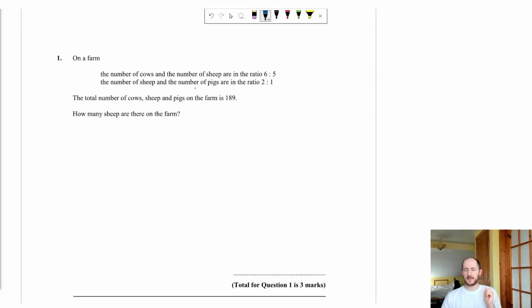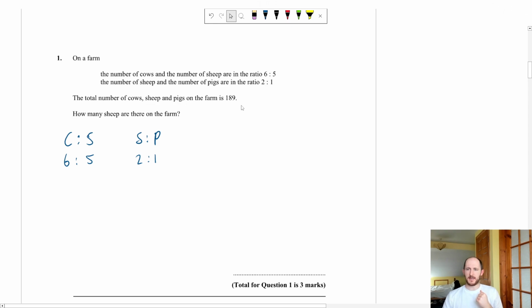First things first, we're starting with a ratio question. Probably not the best thing to start with, but it says on a farm, cows to sheep are in the ratio of 6:5. I personally like to write these out like this, just to make it a bit easier for me to see. And we have sheep to pigs as being 2 to 1. The total number of cows, sheep and pigs on the farm is 189. How many sheep are there on the farm?